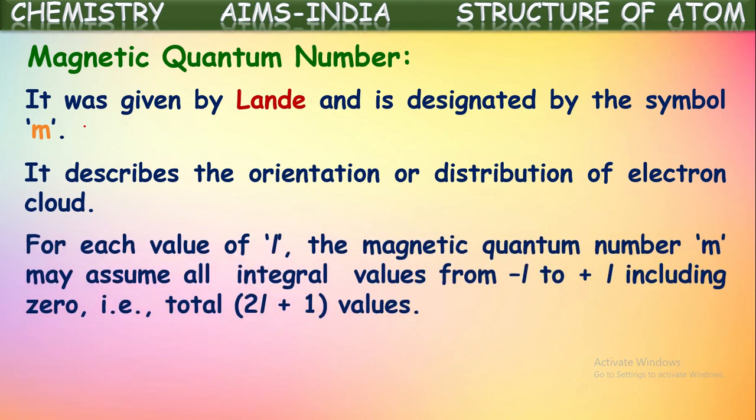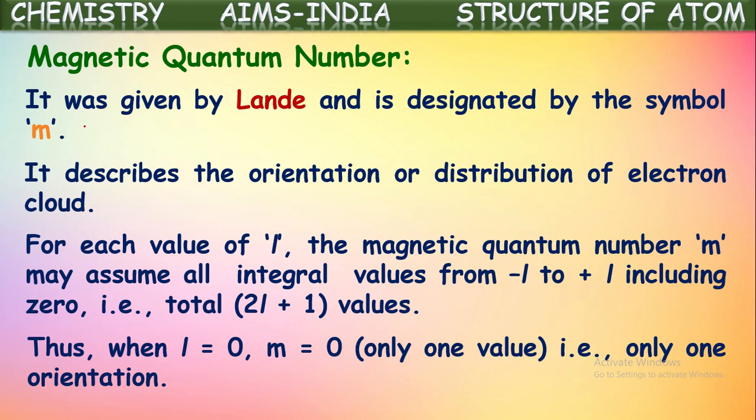For each value of L, the magnetic quantum number M may assume all integral values from minus L to plus L including 0. So totally it will take 2L plus 1 values because it is taken from minus L to plus L including 0. All these integer values are taken by this. So M values are from minus L to plus L including 0, where L is the azimuthal quantum number value. So how many values for each azimuthal quantum number are we getting here? Magnetic quantum numbers 2L plus 1.